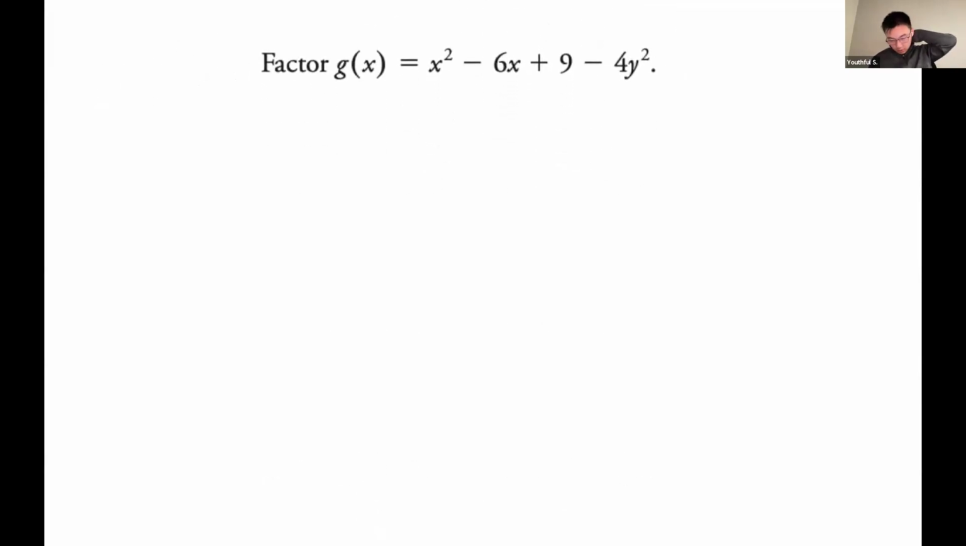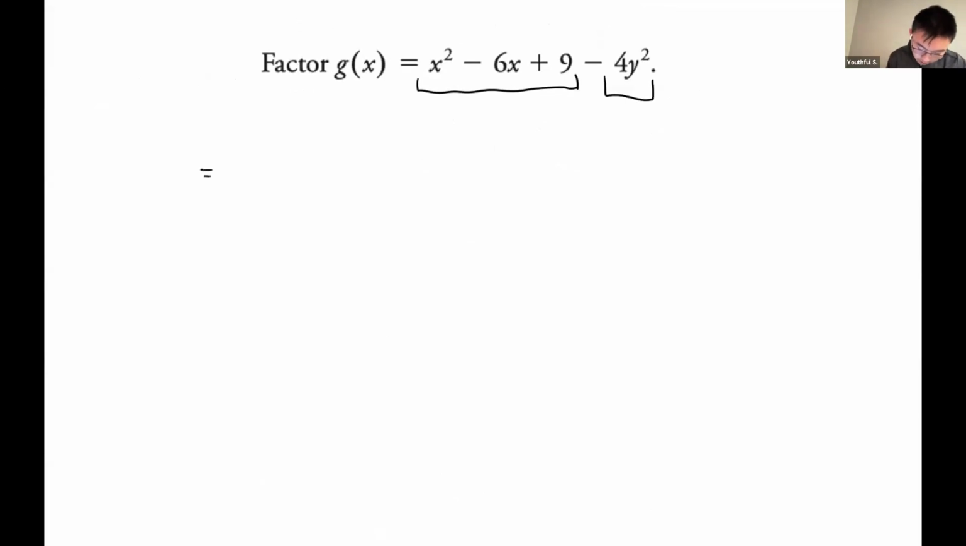So here's another example of grouping. This time, you want to notice that this is going to be, I think, a perfect square trinomial. Yeah, this is going to be factorable. And then this is going to be a perfect square. 4y squared, that's just 2y and then everything squared. So you might already notice that you're probably going to need to use difference of squares.